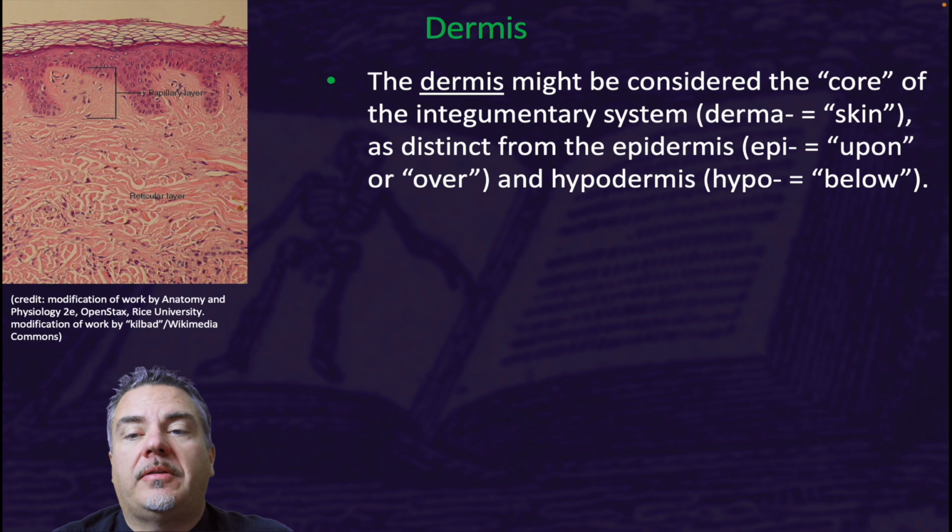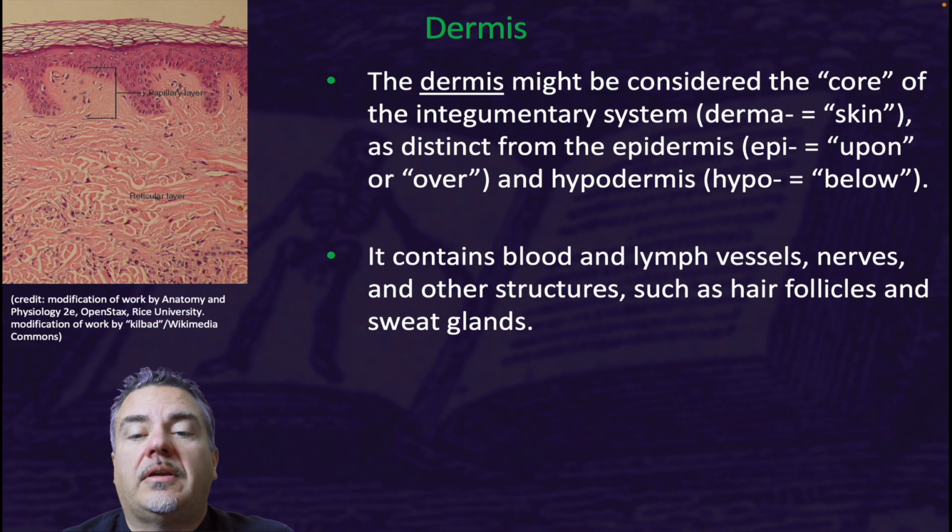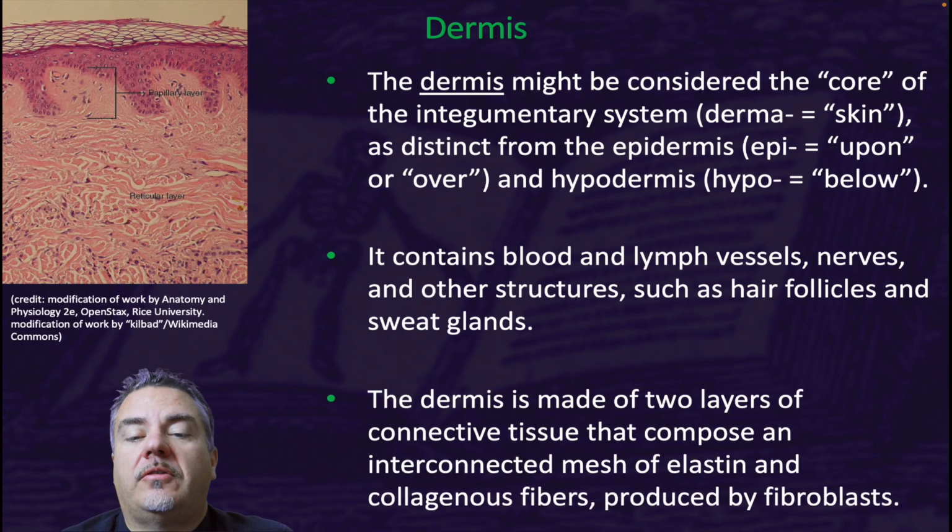The dermis might be considered the core of the integumentary system. Derma means skin, as distinct from the epidermis, where epi means upon or over, and the hypodermis, where hypo means below. It contains blood and lymph vessels, nerves, and other structures such as hair follicles and sweat glands.